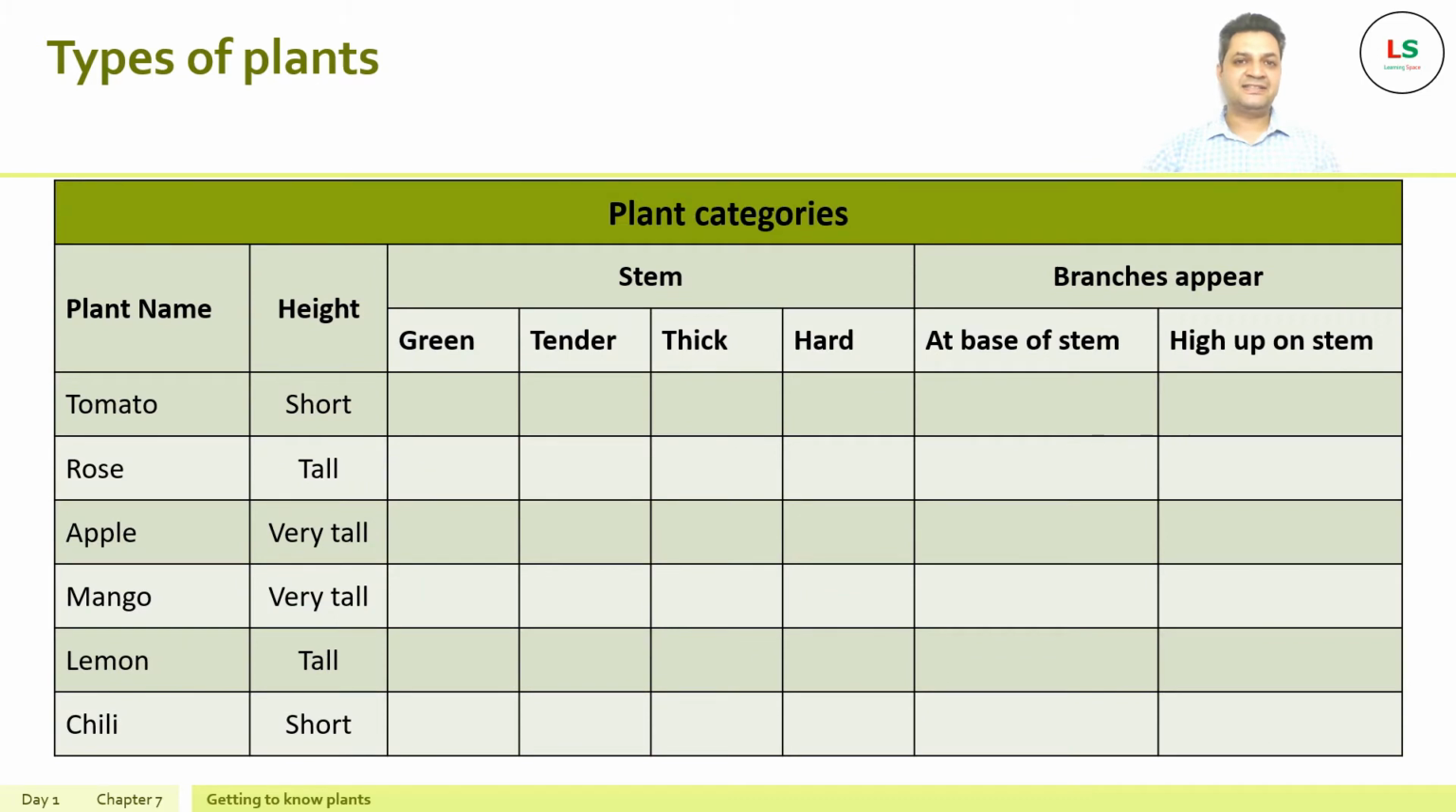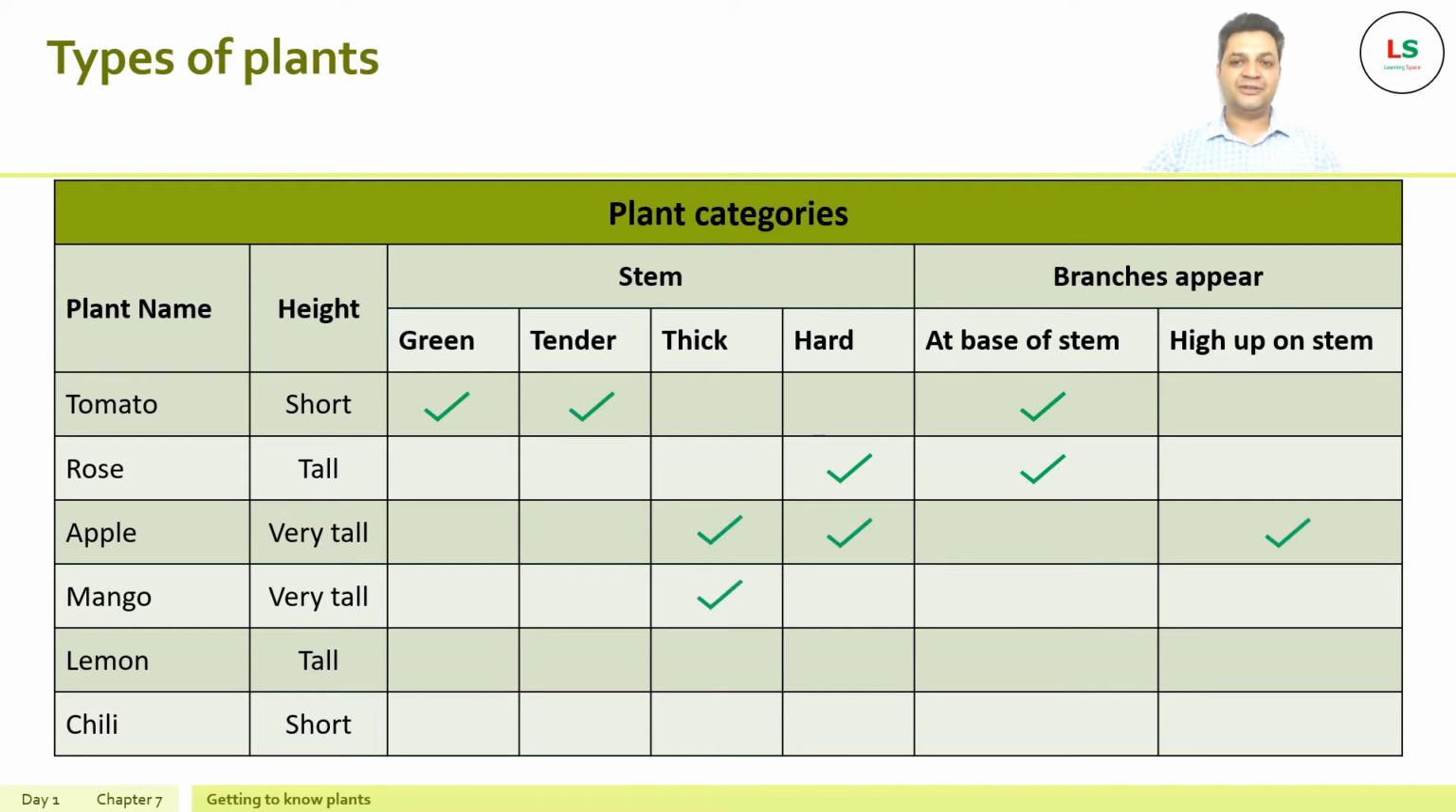Types of plants. Let's try to categorize the plants on the basis of their stem and where do the branches appear. So we have tomato, rose, apple, mango, lemon and chili as the initial examples. So for tomato, the stem is green and tender and the branches appear at the base of the stem. For rose, the stem is hard and the branches appear at the base of the stem.